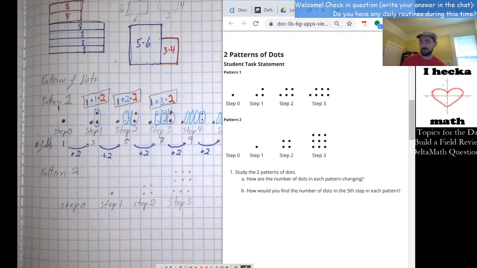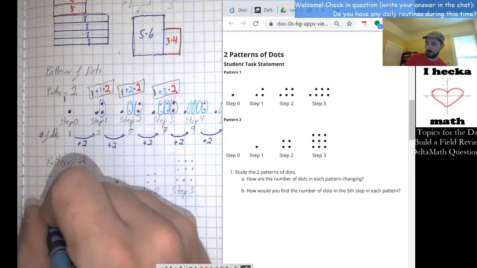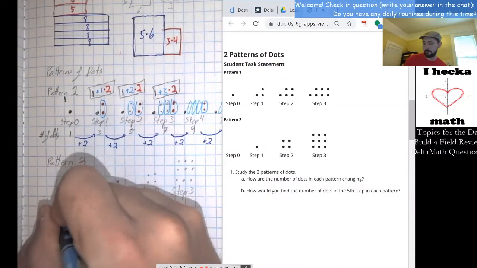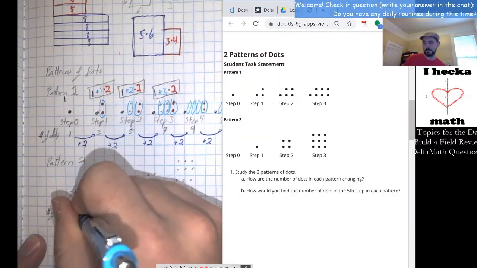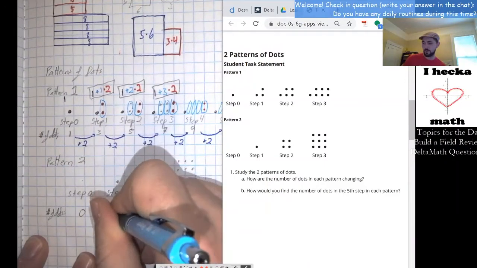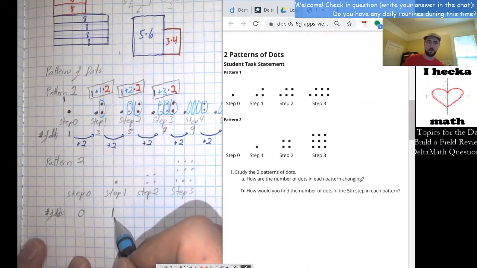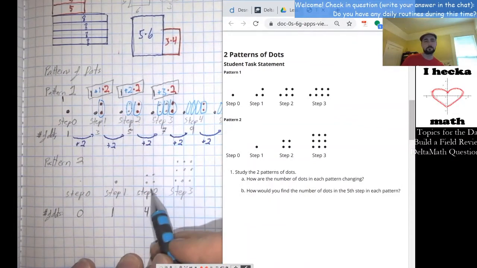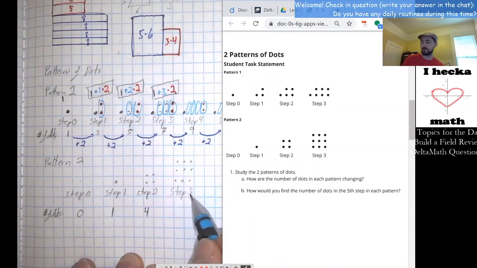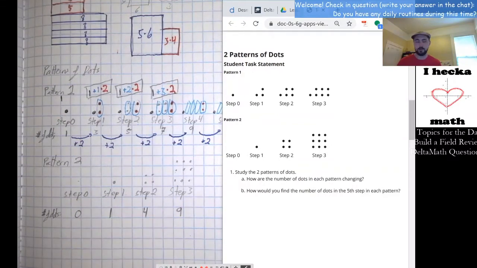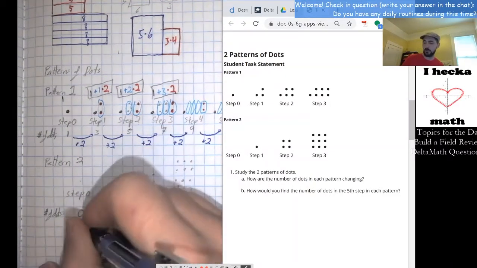Okay, welcome back. So for pattern number two, the first thing I'm going to do is write down the number of dots. So step zero has zero dots. I wonder if that's going to stay the same. Step one has one dot. Oh, step zero has zero, step one has one. Interesting. Step two has four dots. One, two, three, four. Well, there goes that pattern. Step three, two, three, four, five, six, seven, eight, nine. Nine dots. Great.